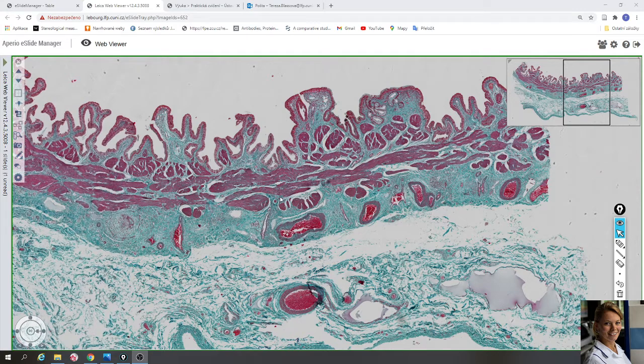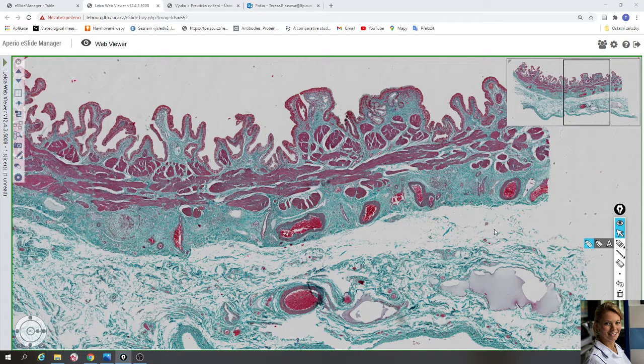So the wall of a gallbladder consists of mucosa, here, muscularis, here, another layer, and a serosa or adventitia, here. So we will look closely at the mucosa.